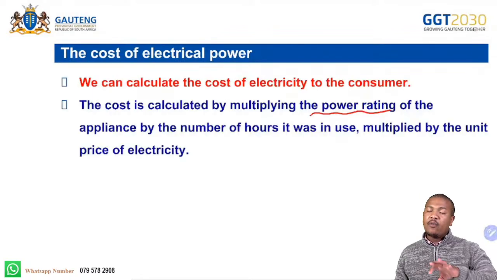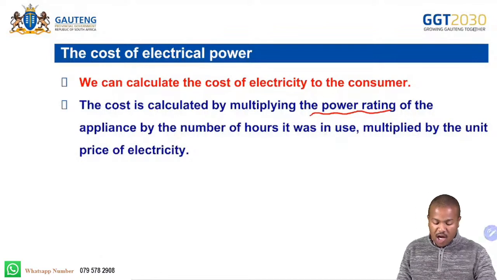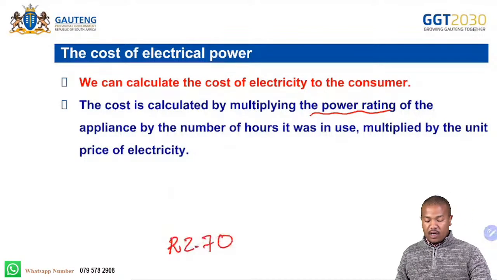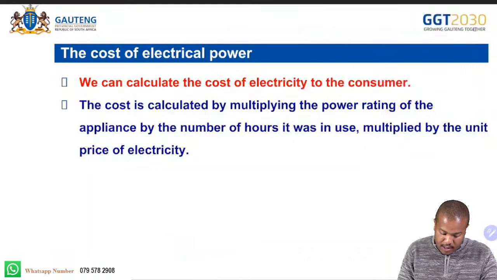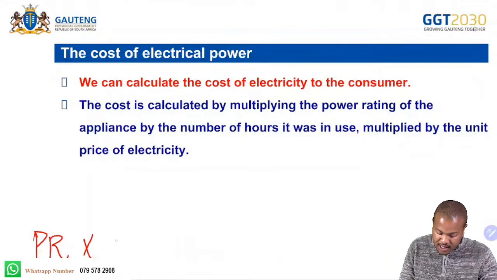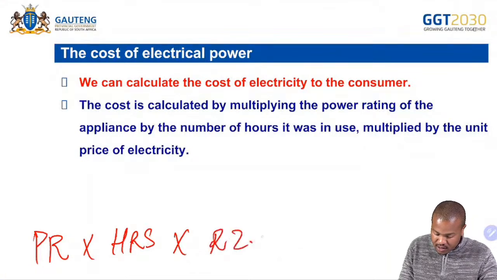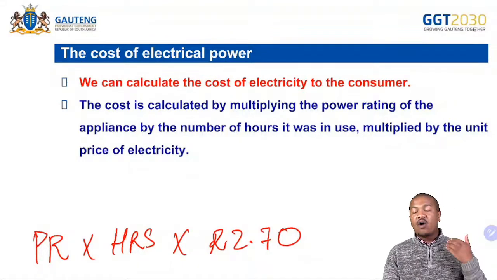So meaning what? From the formula that we were using in the previous slide, you do the calculations, then you multiply by the unit price of electricity, right? So if the unit price of electricity is 2 rand 70, for example, you're going to do power rating multiplied by the number of hours, multiplied also by the cost price or the unit price of electricity. That's how the formula goes.